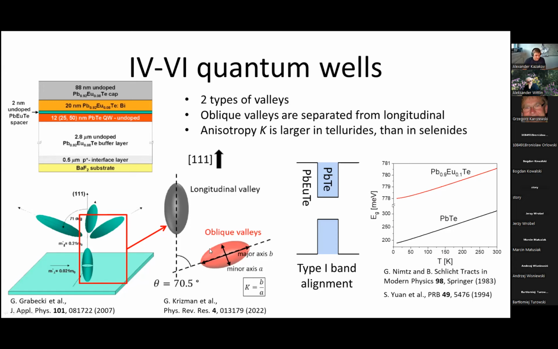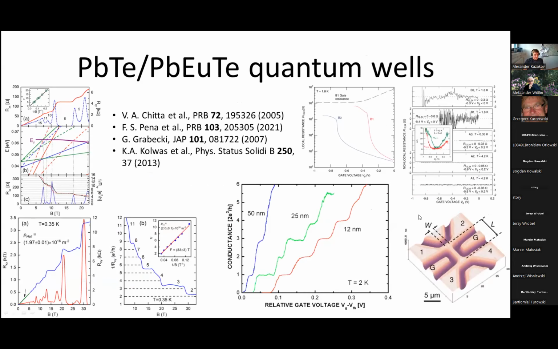So these ellipsoids are quite anisotropic in the case of tellurides, with a pretty high anisotropy parameter. But in the case of selenides, the anisotropy is not that large. So these IV-VI quantum wells have type 1 band alignment with negligible offsets, and that's how the energy gaps depend on the temperature in such a quantum well.